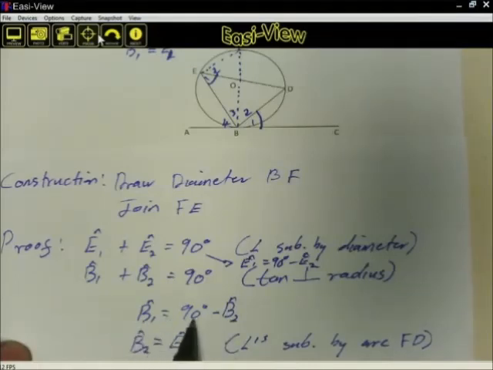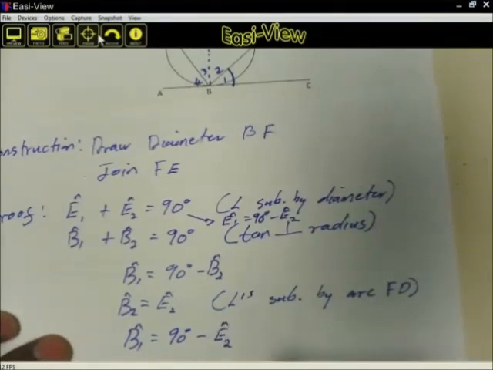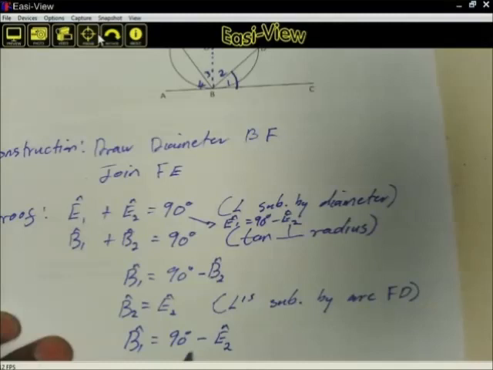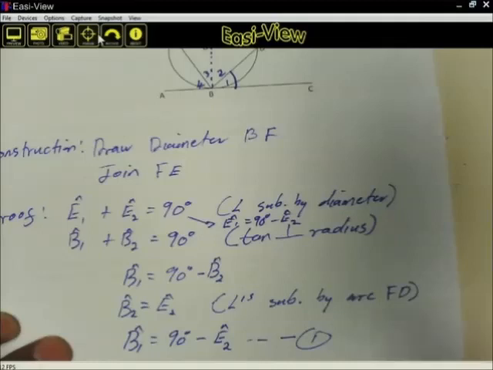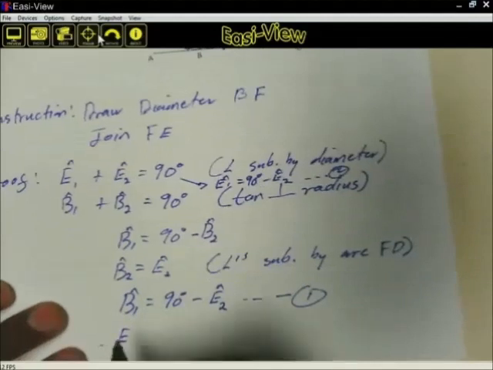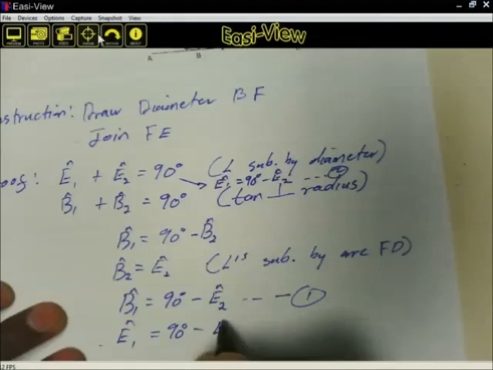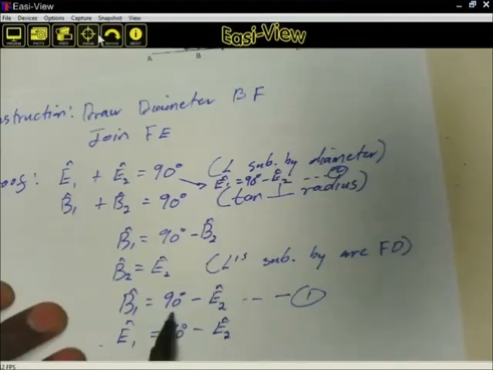So B1 is equal to 90 degrees minus B2. Now I substitute B2 by E2. Check this statement. Let me say equation number 1. Check the two equations. If I have to write it down again, I say E1 is equal to 90 degrees minus E2. You can see B1 is equal to 90 degrees minus E2. E1 is equal to 90 degrees minus E2.